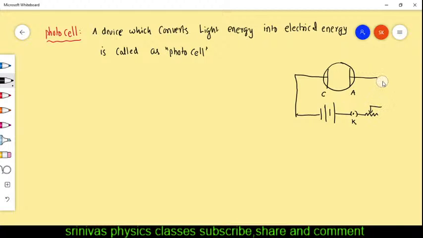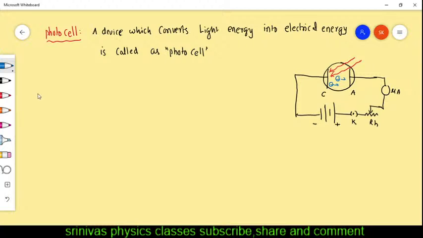Along with that, we are connecting a microammeter. It can measure the current. This is the positive terminal of the battery and this is the negative terminal, and light is allowed to fall on the cathode. When light falls on the cathode, electrons are released from the cathode. Those electrons travel towards the anode, and due to that, current passes. It works only when current passes through it. A device which converts light energy into electrical energy is called the photocell.